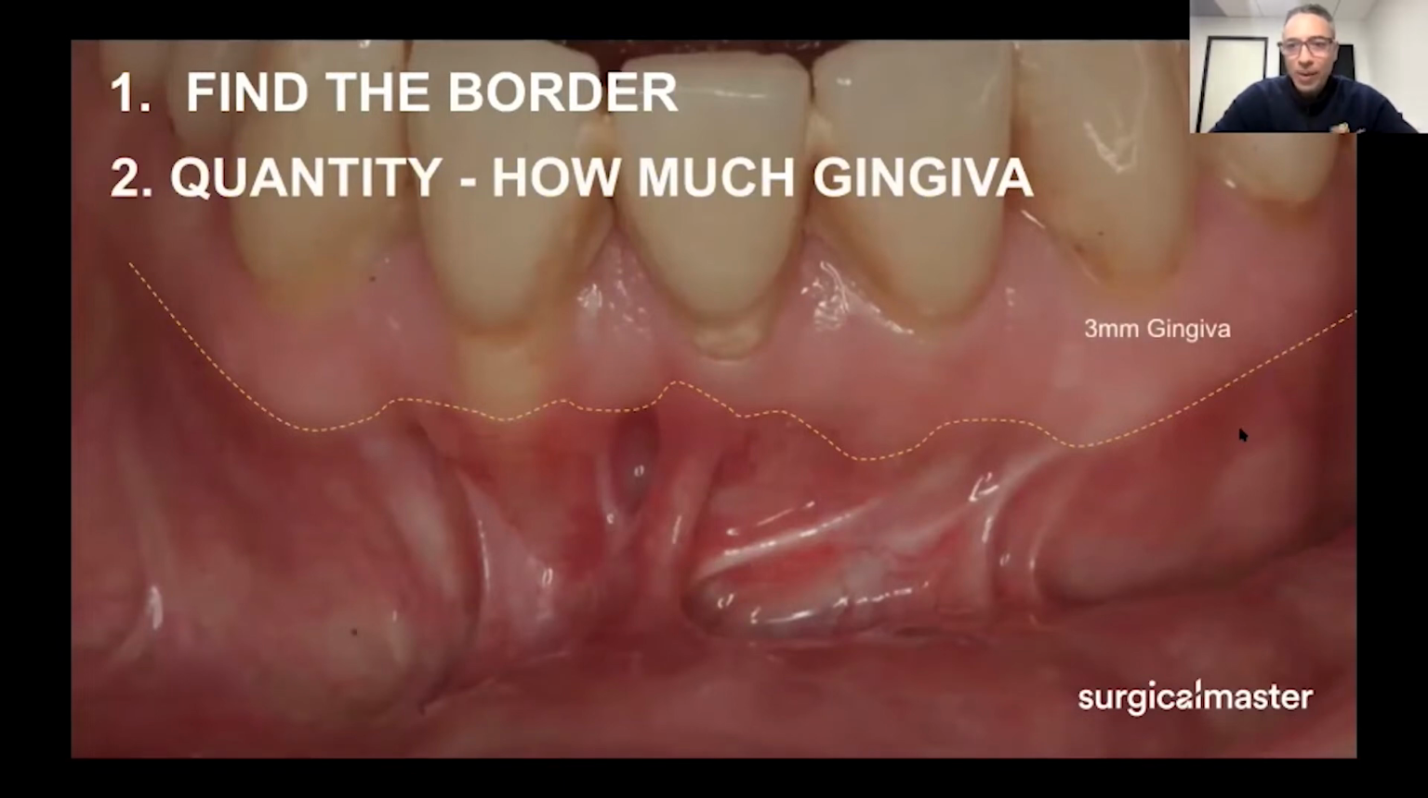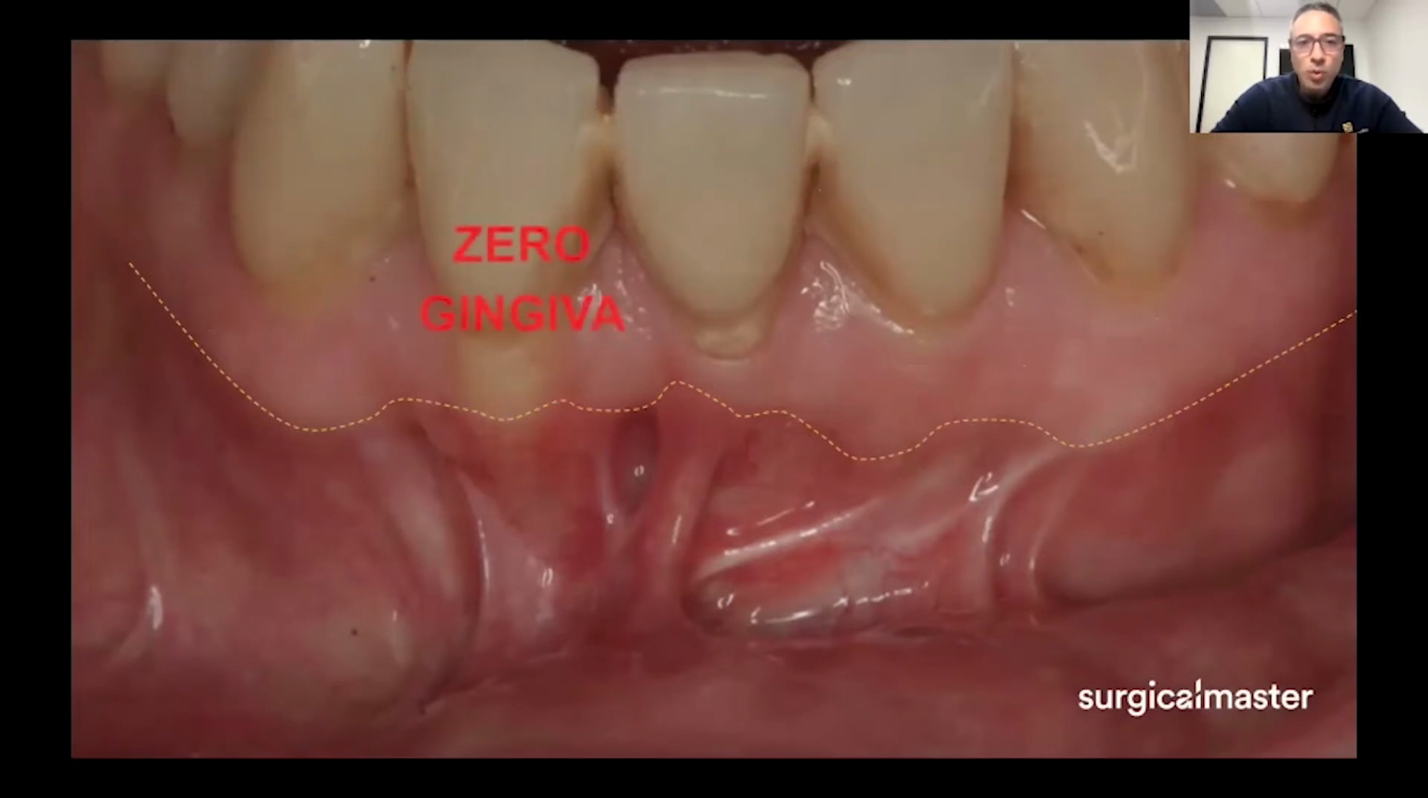Measure how much keratinized tissue they have. Is it 3? Is it 2? Is it 1? Is it 0? Okay. The less they have, the more the need for a graft is. Remember, this is a graft for soft tissue quality. So if there's 0 gingiva, no gingiva at all, it's all mucosa, all the way to the free gingival margin, like you're seeing here on this lateral incisor.